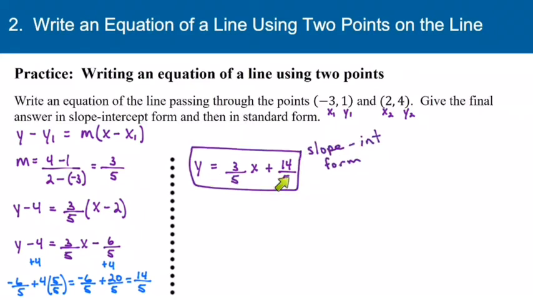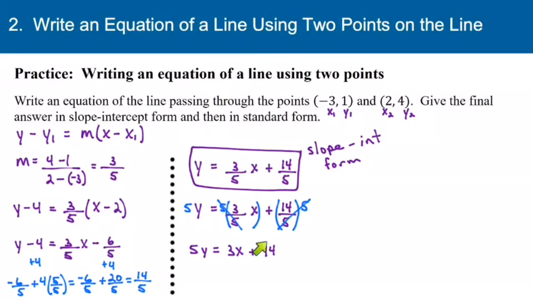Now we need to get this into standard form, so I'm just going to copy it again here. And I know that in standard form I have to have these denominators eliminated, so I'm going to start by multiplying everything by 5. It's okay to do that as long as we do the same thing to both sides. So I've multiplied everything on the left by 5 and everything on the right by 5. Now this 5 is going to cancel this one, and these 2 5s are going to cancel each other. And we're going to end up with 5y equals 3x plus 14.